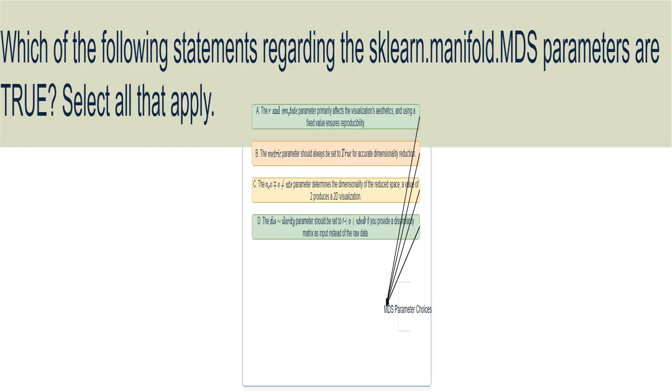Incorrect. The metric parameter doesn't simply need to be set to true. It specifies whether you are providing a distance matrix or raw data. If you've already calculated pairwise distances, you set it to a specific metric or pre-computed accordingly. Setting it to true is only relevant in cases where your algorithm is computing the distances from the raw data.